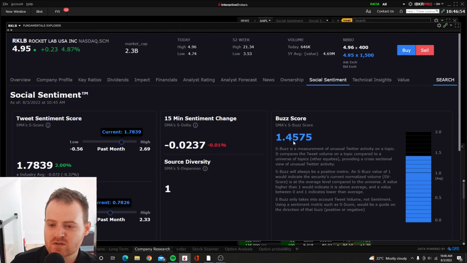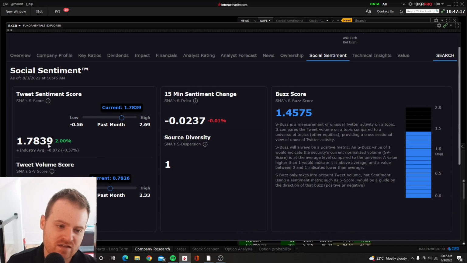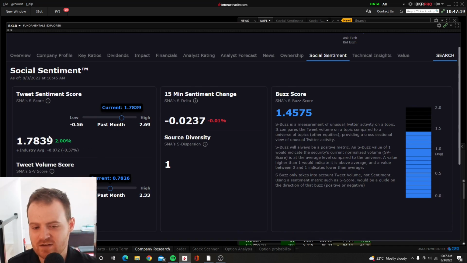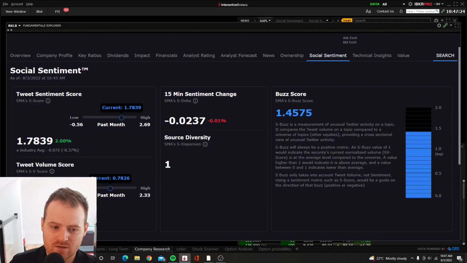So the buzz score here on Rocket Lab is actually relatively high, looking at 1.45 out of 2. So this is a positive buzz metric in terms of tweets. We also have a tweet sentiment score here, which is pretty high, 1.78 out of 6.9. This has been going up lately, so a good trend here, mirroring the stock a little bit. Tweet volume in the past has been lower, and we can see that it has been going up as well.